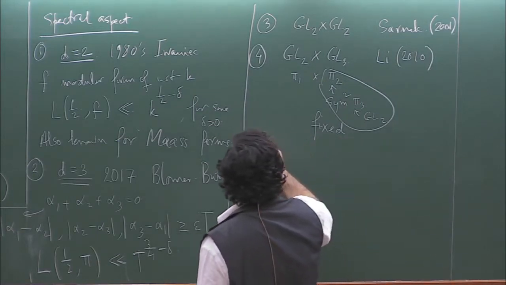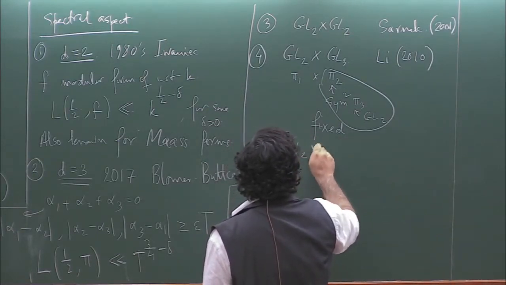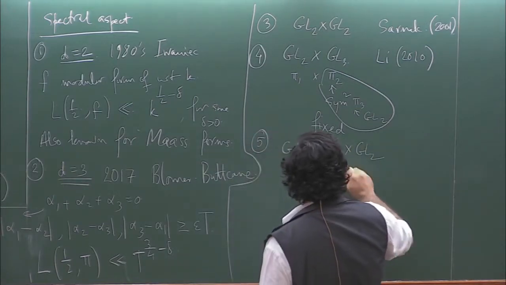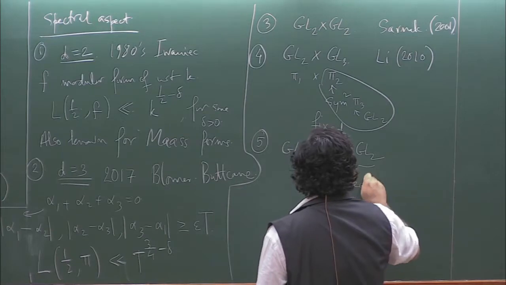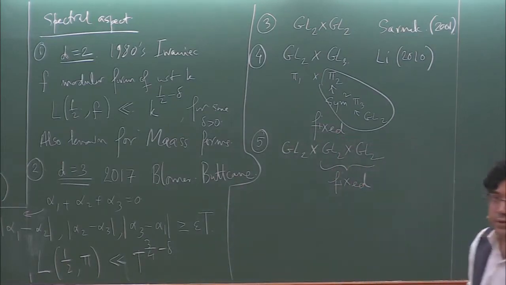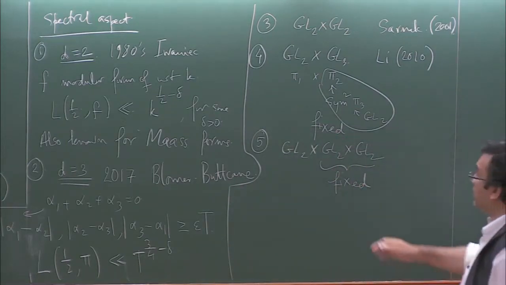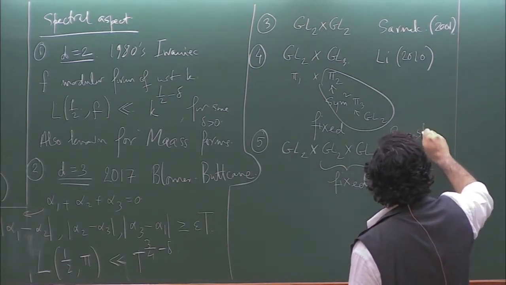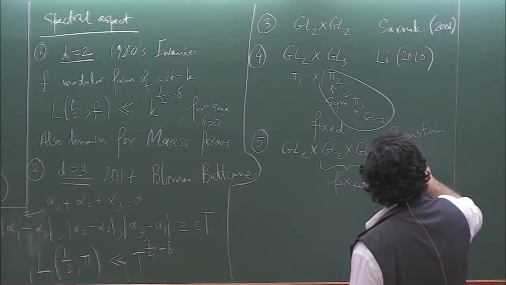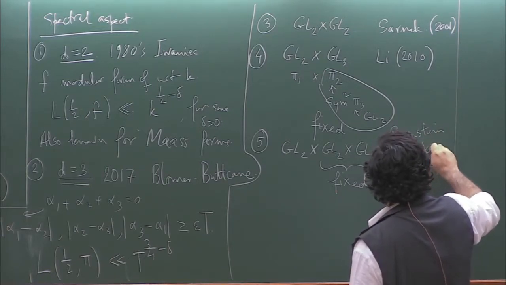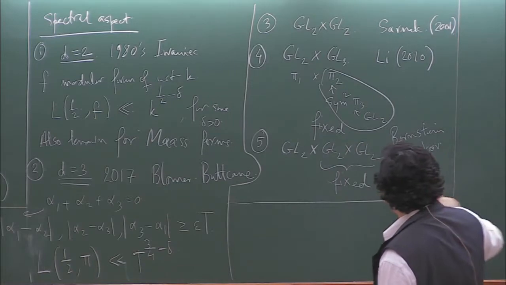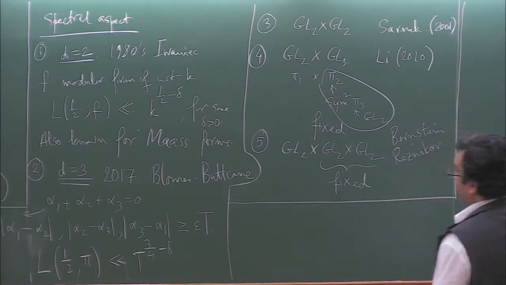And also in the case of GL2 cross GL2 cross GL2, where you keep 2 of them fixed and take the spectral parameter of one of them towards infinity, then also you know subconvexity. This is due to Bernstein and Reznikov. Okay, so that's what we know so far in the spectral aspect.